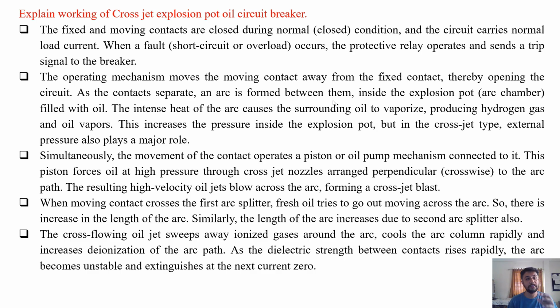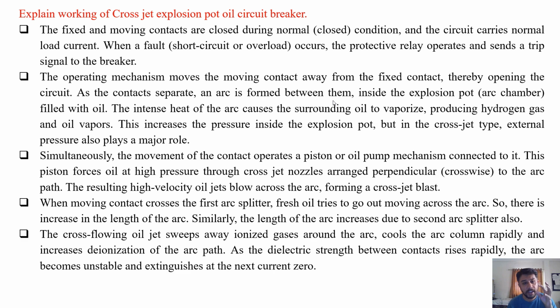So the fixed and moving contacts are closed during the normal, that is closed condition, and the circuit carries the normal rated load current at that time. Now when a fault, that is short circuit or overload occurs, the protective relay operates and sends the trip signal to the breaker due to the rise in the value of the current. The operating mechanism moves the moving contact away from the fixed contact, thereby opening the circuit.